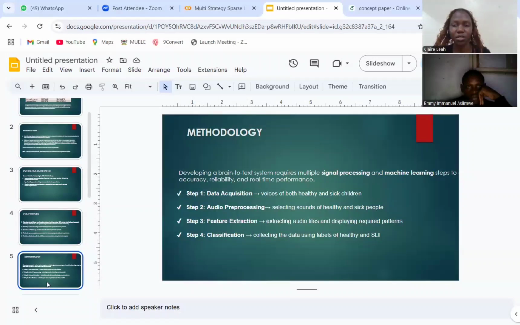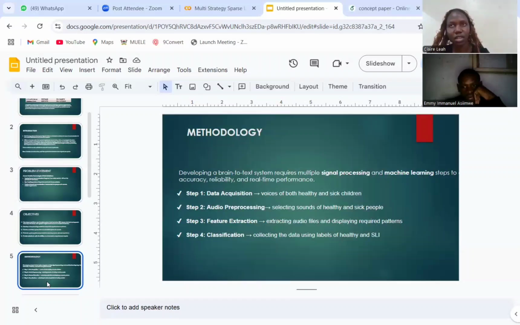And the methodologies we're going to use. Developing a brain-to-text system requires multiple signal processing and machine learning steps. We have data acquisition: the way I talked about it, we got the signals from the voices of healthy and sick children, those who stammer and those who don't. In audio processing, we select the sound from those voices, and feature extraction extracts the audio files and displays the required patterns.